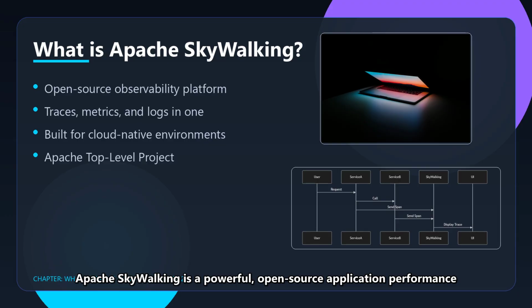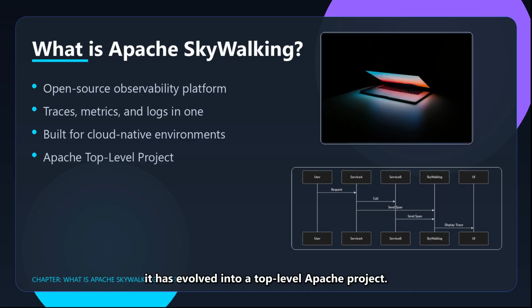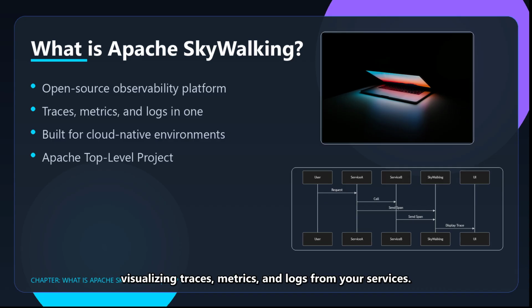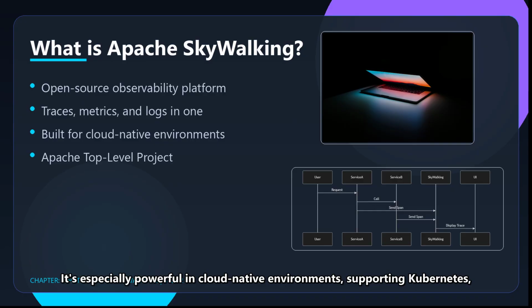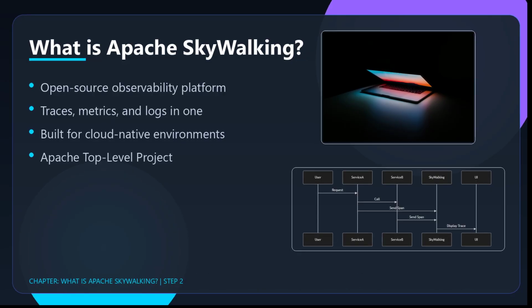Apache SkyWalking is a powerful, open-source application performance monitoring and observability platform. Originally developed at Huawei, it has evolved into a top-level Apache project. SkyWalking offers full-stack observability by collecting, analyzing, and visualizing traces, metrics, and logs from your services. It's especially powerful in cloud-native environments, supporting Kubernetes, service mesh, and microservices architectures.